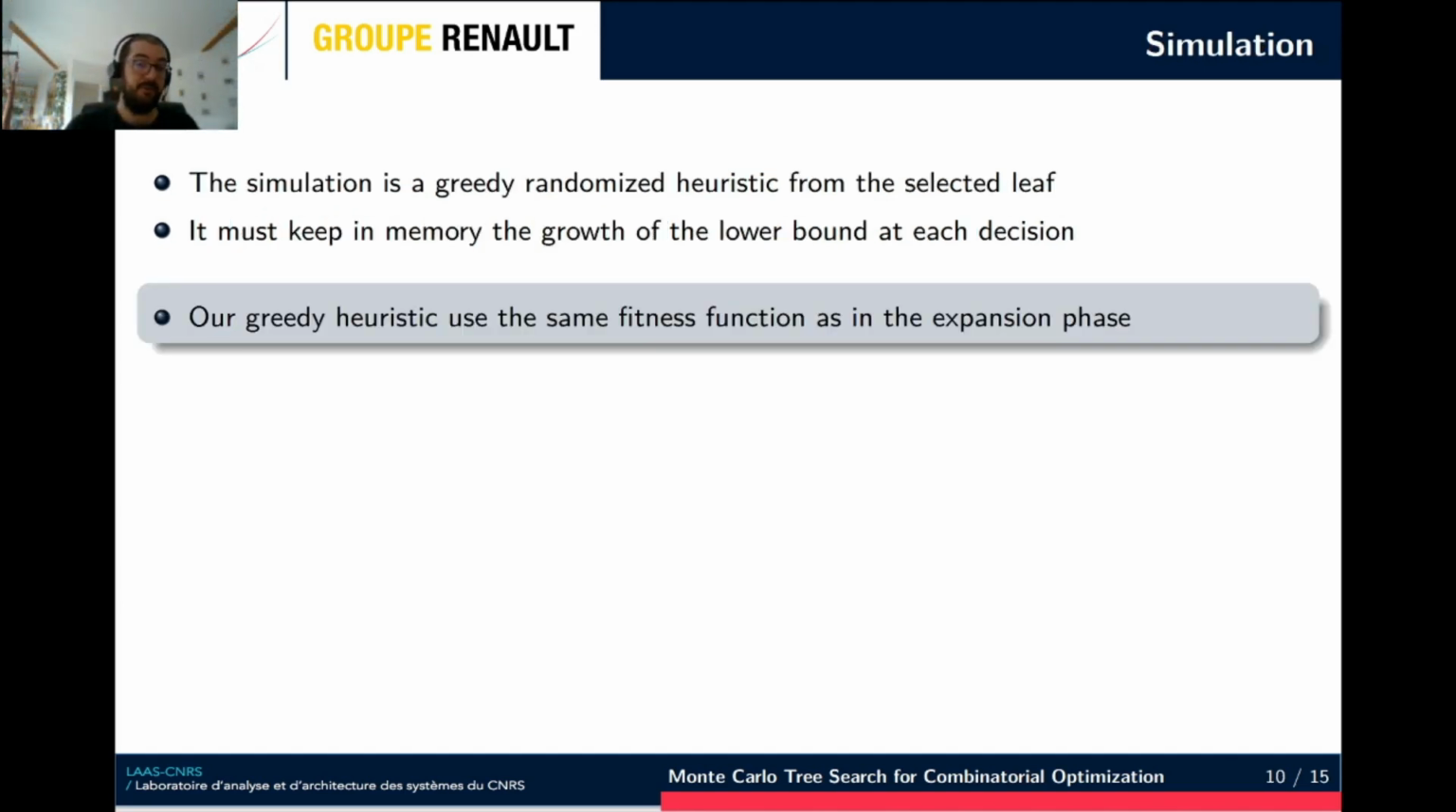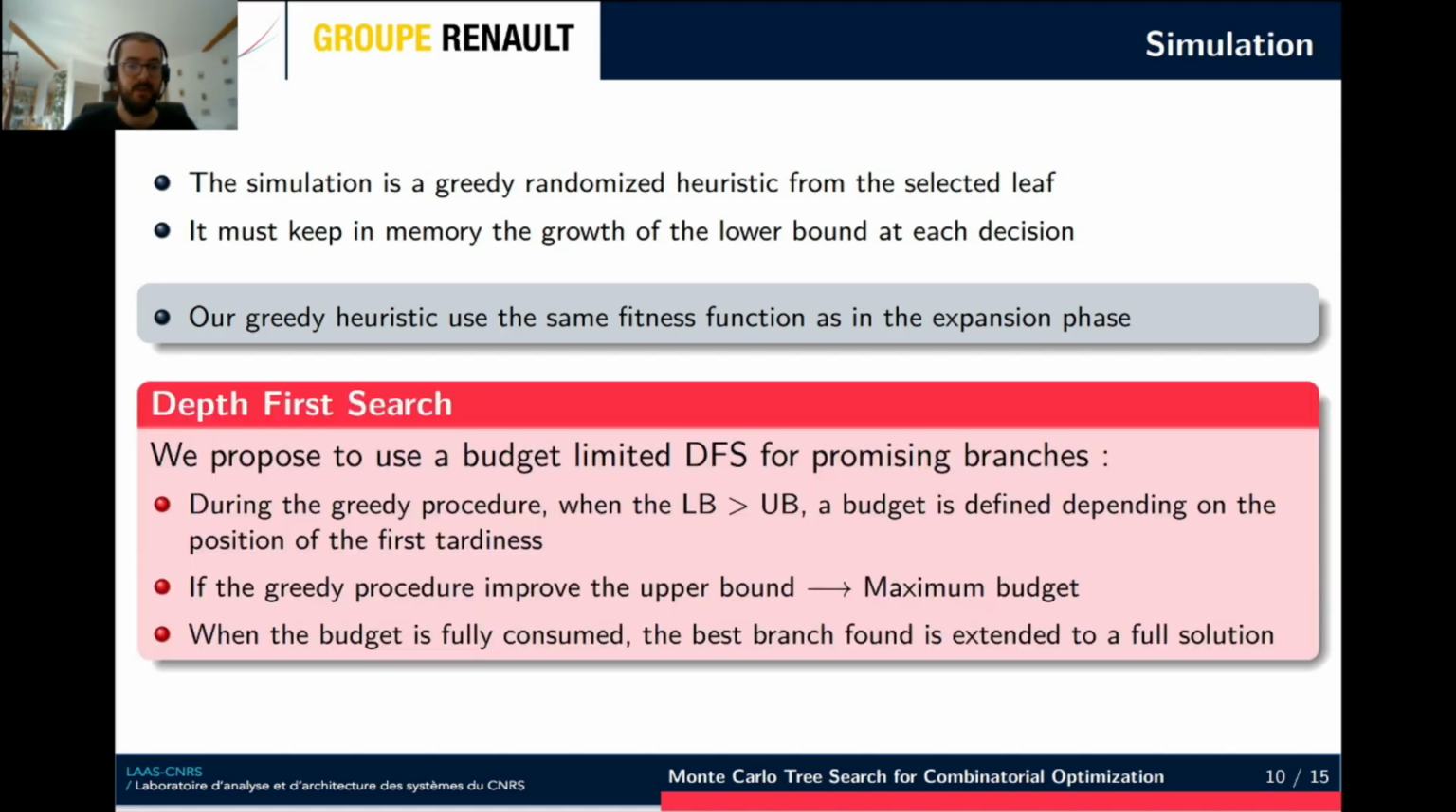Then the simulation. In this phase, the goal is to extend the partial solution we have at the selected leaf to a complete solution. Here we can use any greedy randomized algorithm we have, and ours is based on the same fitness function I just mentioned. However, we have to keep track of the growth of the lower bound at each decision in order to compute our evaluation.